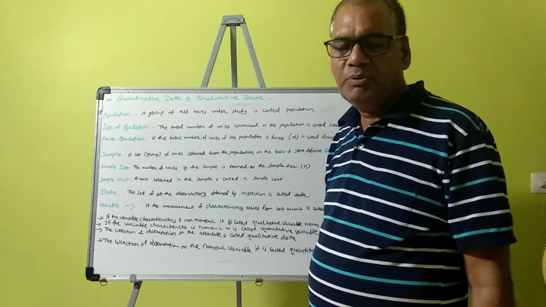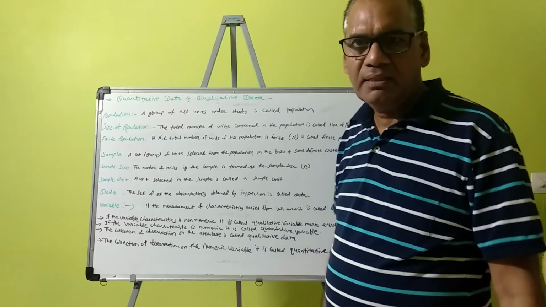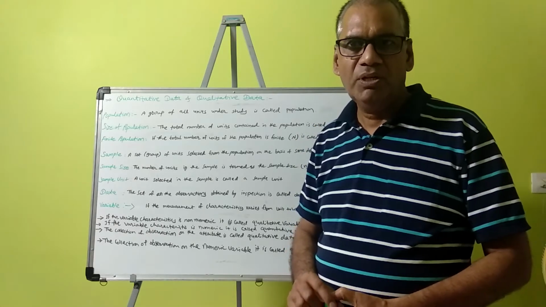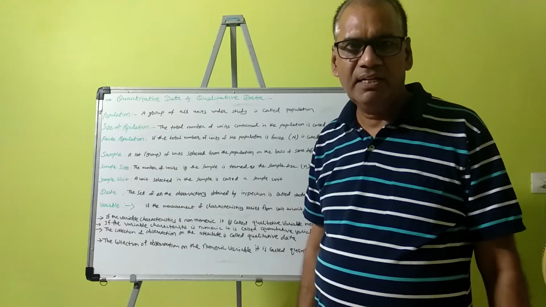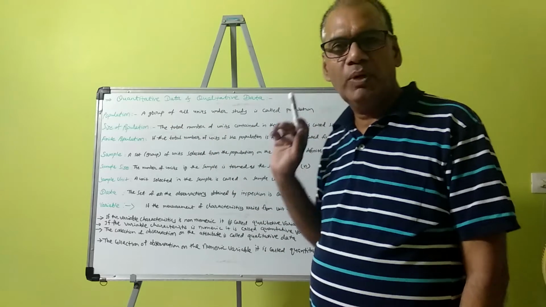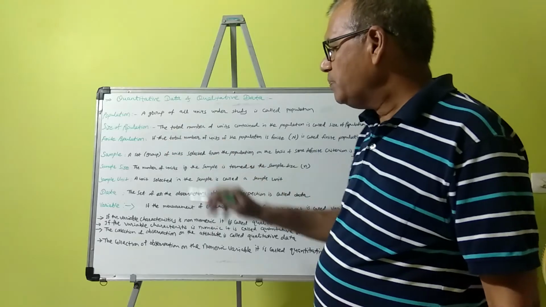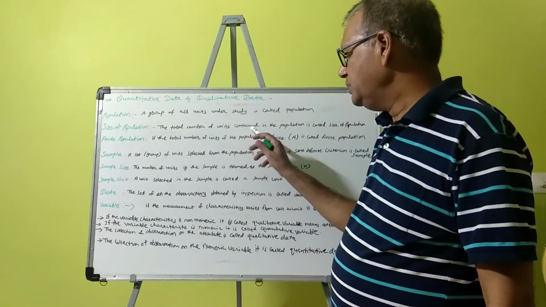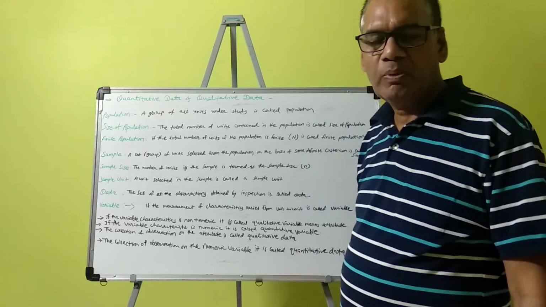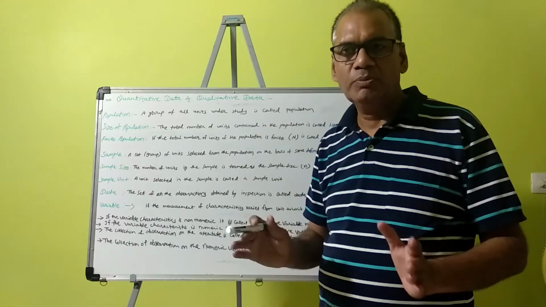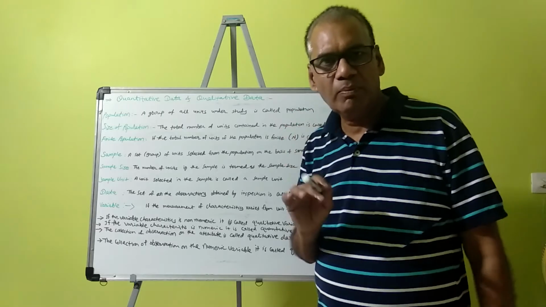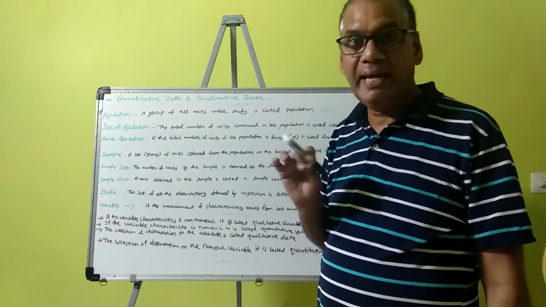Say, for example, if you want to collect information and do an inquiry about the workers of the textile industry, then all workers of the textile industry are known as the population. Size of population: the total number of units contained in the population is called the size of population. The number of units under inquiry is known as the size of population. It is denoted by capital N.